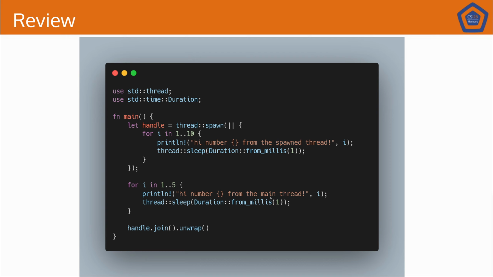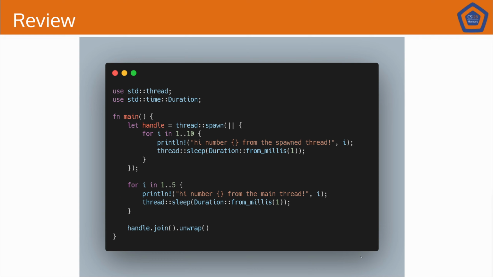And so, one thing to keep in mind is we don't actually know when these things are going to execute. So, we could, for example, get 1, 2, 3, 4 from the main thread, and then 1, 2, 3, 4, 5, 6, 7, 8, 9 from the spawn thread. Or it could be the other way around. All of the spawn thread could finish before the main thread continues execution at all. Or it could be some combination.